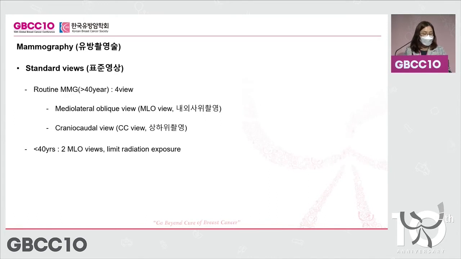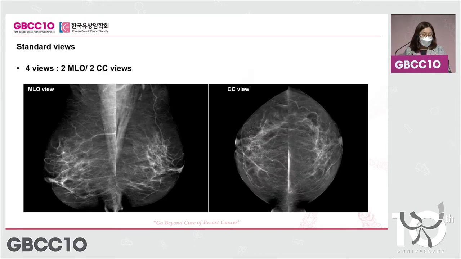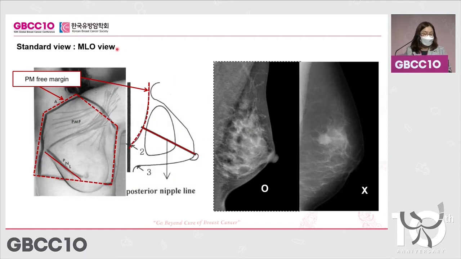Mammography, I think most of you have gone through a lot of mammograms. We take 4 standard views, 2 mediolateral and 2 craniocaudal. So when you are under 40 years of age, we take 2 MLO views to limit radiation exposure. So these are the MLO view or the CC view, the mediolateral oblique view. This is always the right. And so 2 on the right breast and 2 on the left breast. So 2 MLOs and 2 CC views. So why do we need to take these 4 views since it hurts so much?